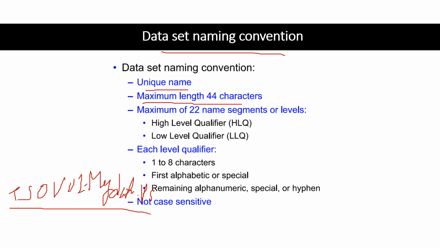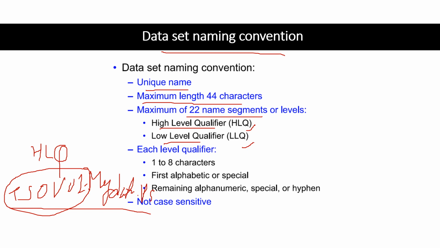Next thing we need to understand is the maximum of 22 name segments or levels. That means the total number of levels cannot exceed 22. Here we need to understand two things. This is very important. The first one is the HLQ, that means high level qualifier, and the second one is the LLQ, that is low level qualifier. Let's understand this example. The leftmost position, this one, TSOU01, whatever I typed here. The leftmost position of the dataset name is always called the HLQ, high level qualifier.